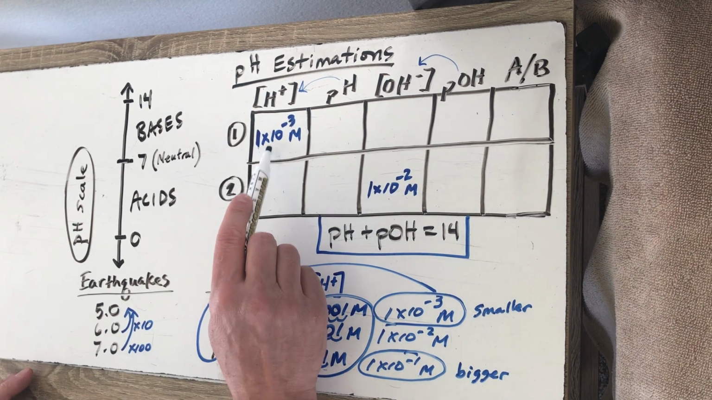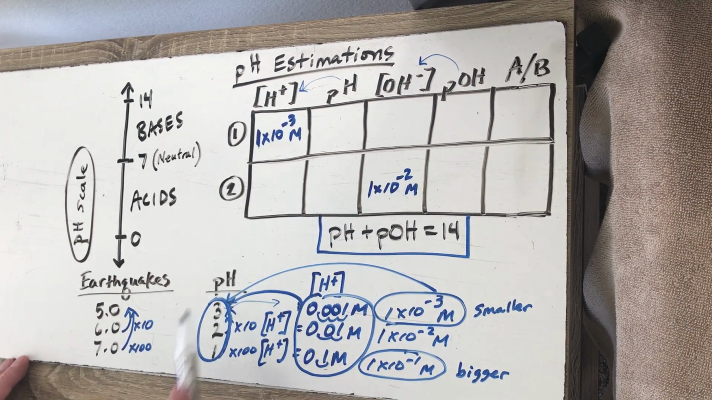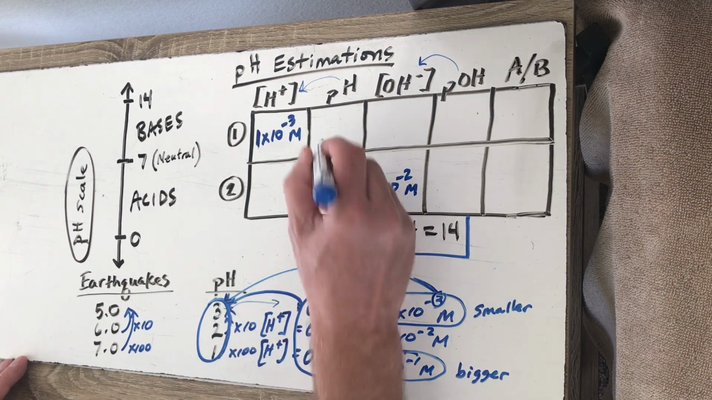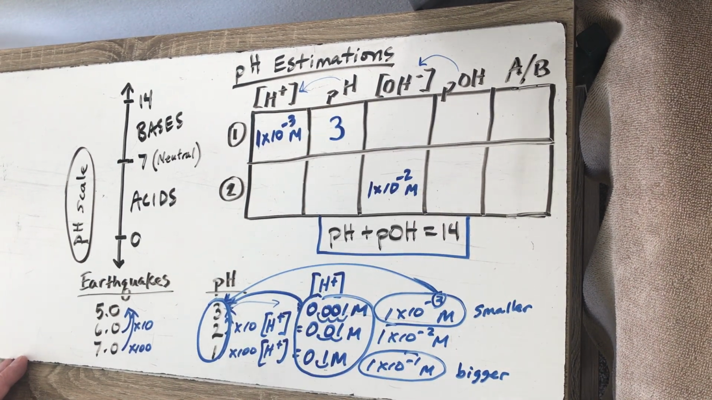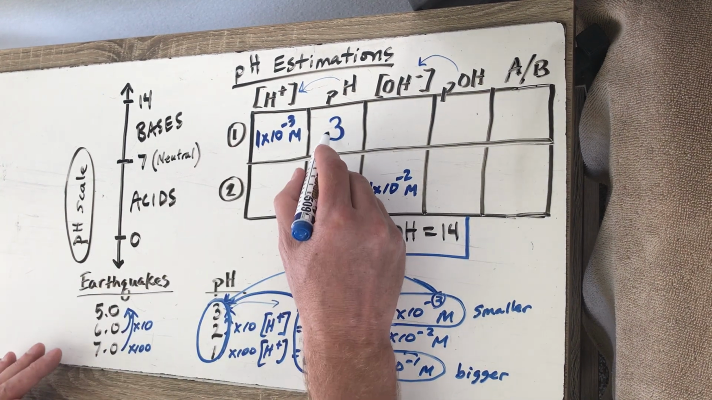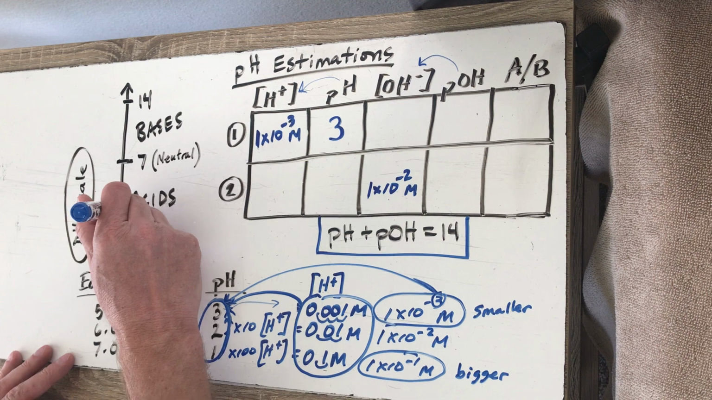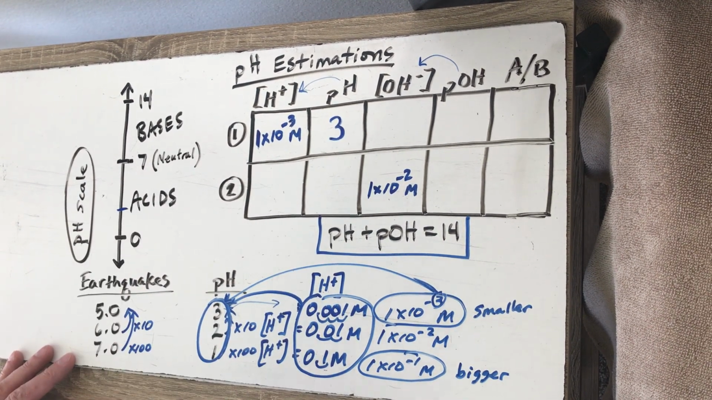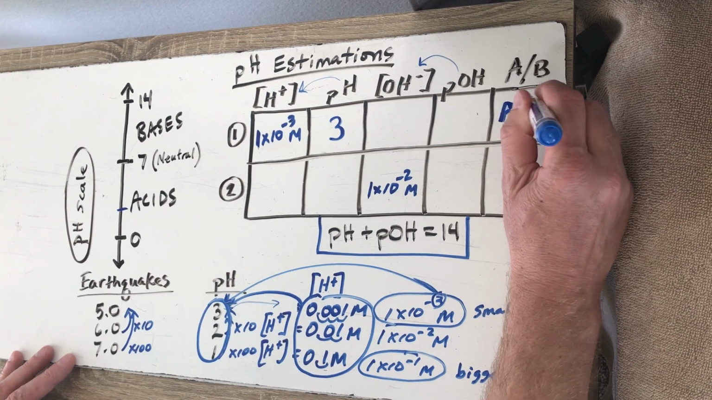This tells me the hydrogen amount is 1 times 10 to the minus third. Well, I know that that is going to tell me that the pH is going to be 3. All right? Now, that's an acid. Okay, that's an acid because it has a pH level. I look at this, and pH of 3 is going to end up right here. It's going to be on the acid side of that scale. So this is an acid.